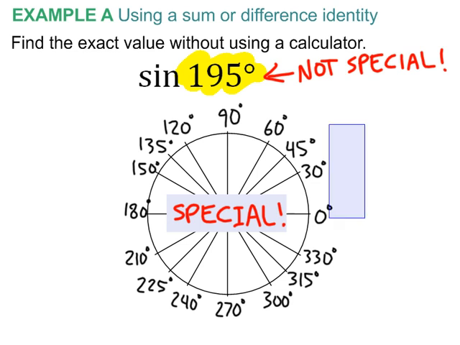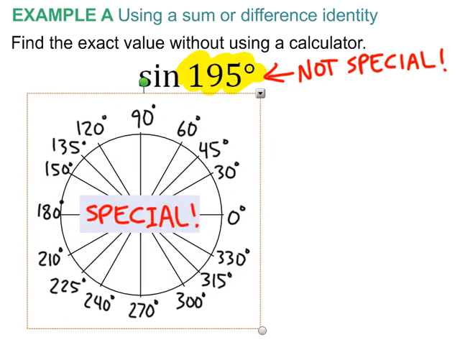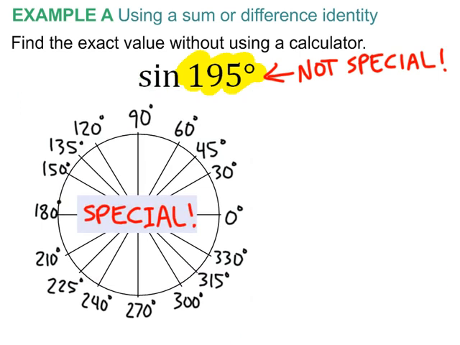So the first one that pops out to me is sine of 150 degrees plus 45 degrees. That's the same thing as sine of 195 degrees, right? So here, this special angle and this special angle add up to 195 degrees. I should point out there are more.